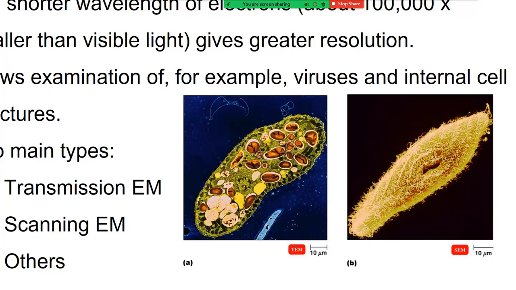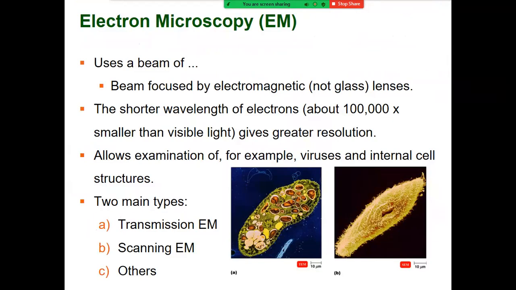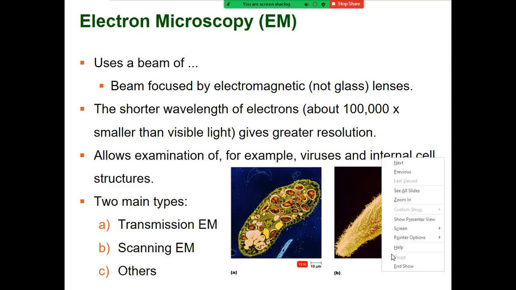One looks at the internal structures and the other one looks at the outside ones based off of whether the beam passes through or off of. Yeah, that's exactly one of the differences, the major difference actually, and that is the transmission electron microscope is showing you inside the cell, and it's a two-dimensional picture.